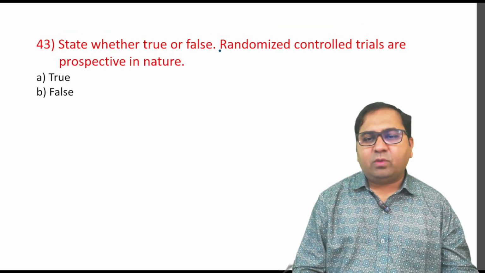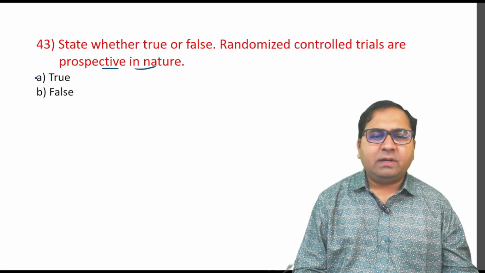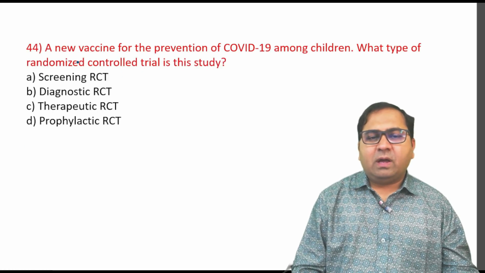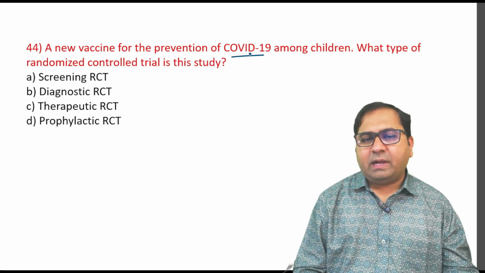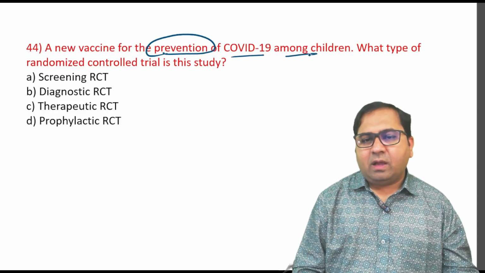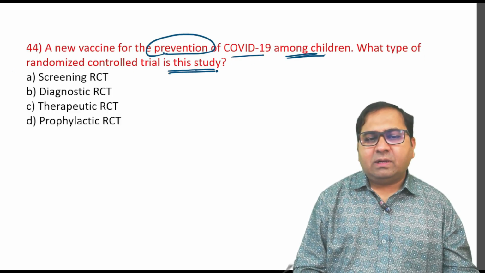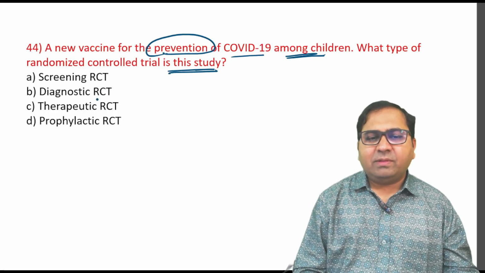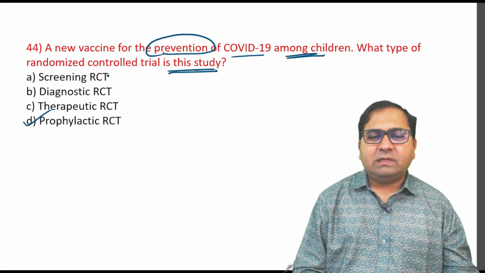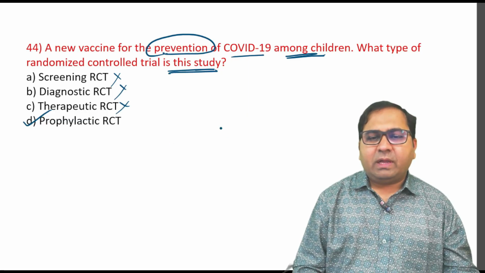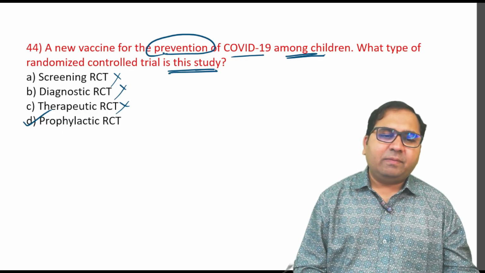Next question. State whether true or false. RCTs are prospective in nature. Yes, definitely it is a true statement. This is a very simple question. Next question. A new vaccine for the prevention of COVID-19 among children. So what type of RCT is this study? Definitely preventive study. Preventive in the sense it is a prophylactic RCT. Is it a screening? No. Is it diagnostic? No. Is it therapeutic? No. Okay. So it is a prophylactic RCT.